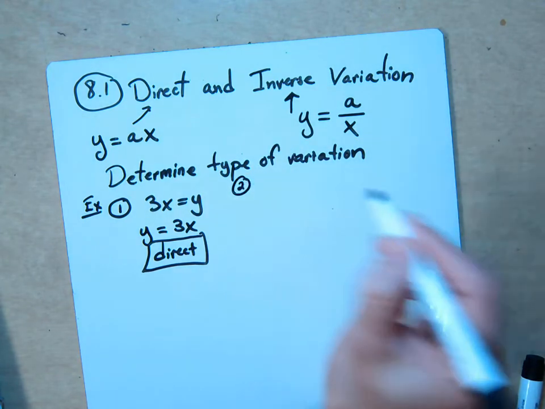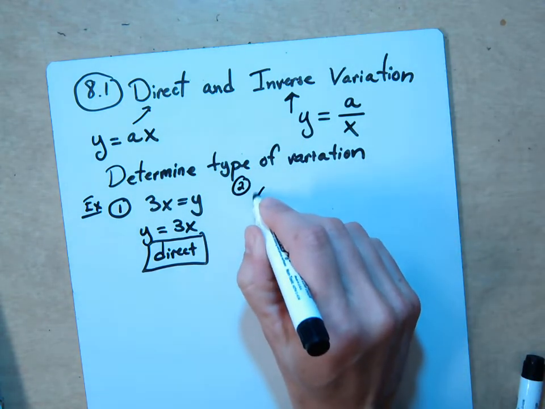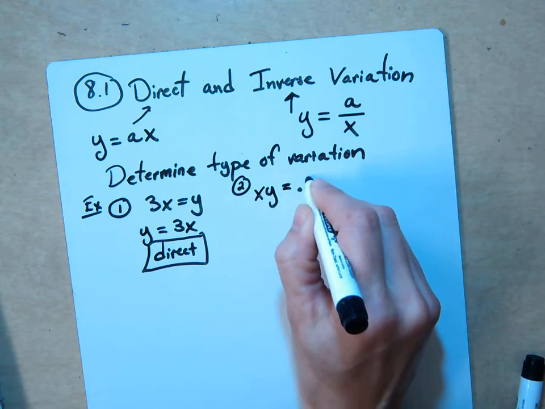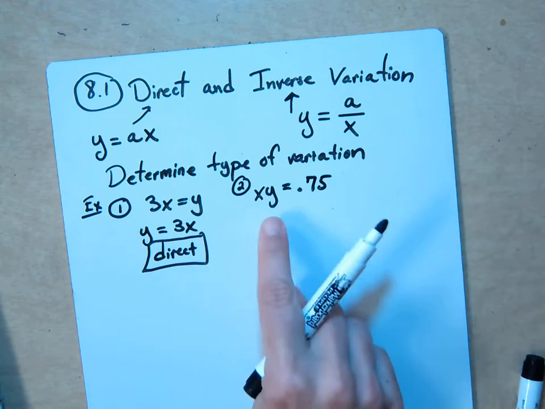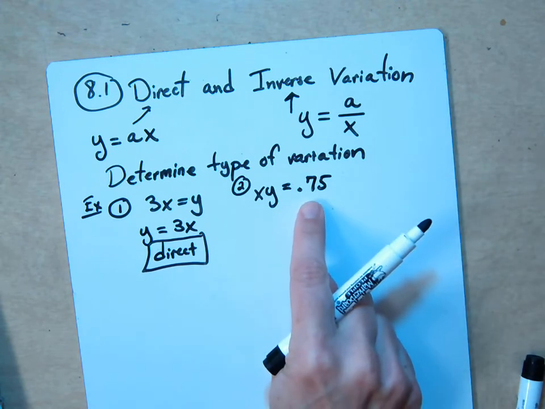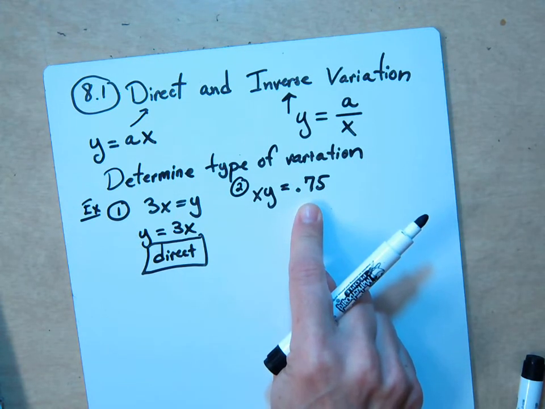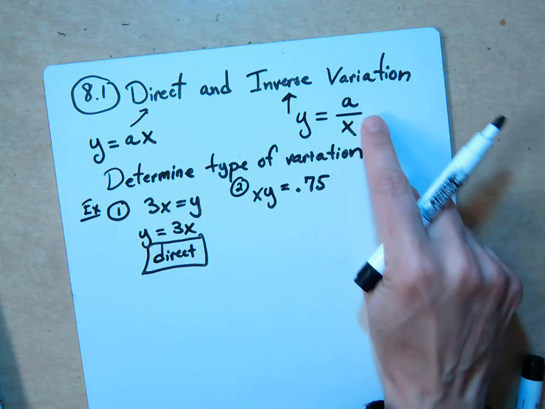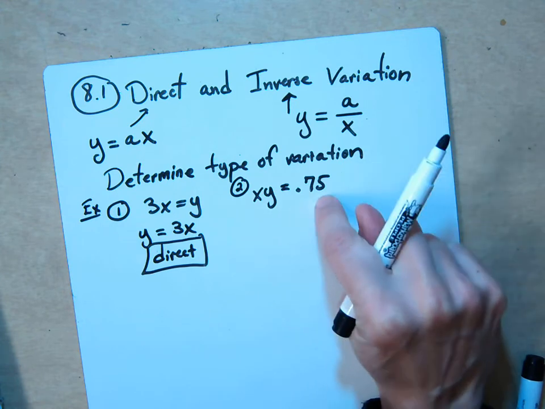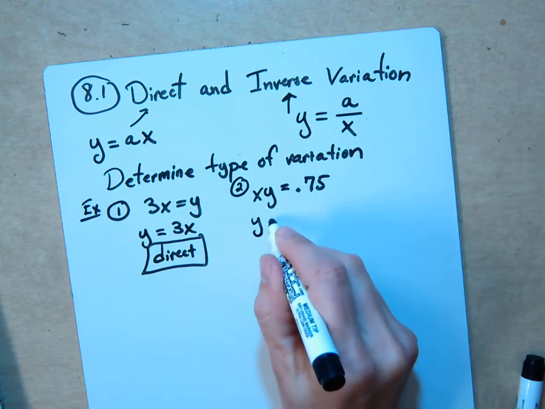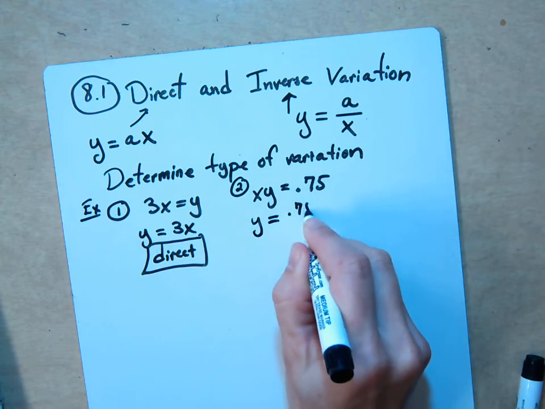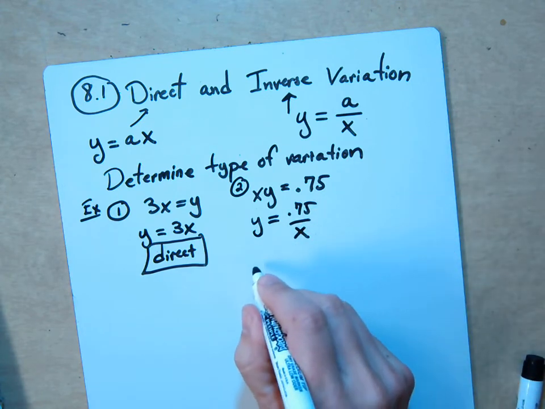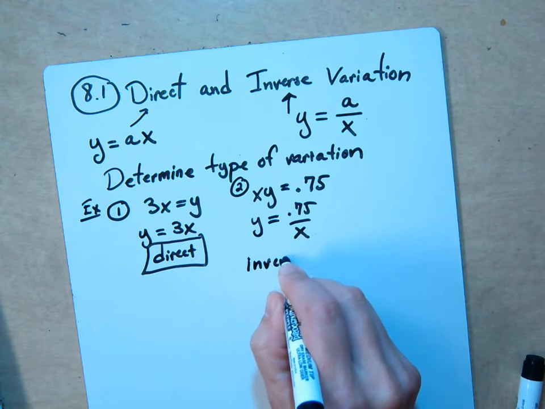Let's try this. Let's say we have xy equals 0.75. So every time we multiply x and y together, we get the same answer. That's a sign that it's inverse variation. But to put it in the form so you can see it, all you have to do is divide both sides by x. So we divide both sides by x, and you get 0.75 over x. And now it's in that form, so this is inverse variation.